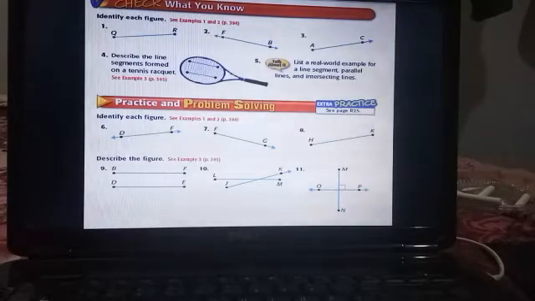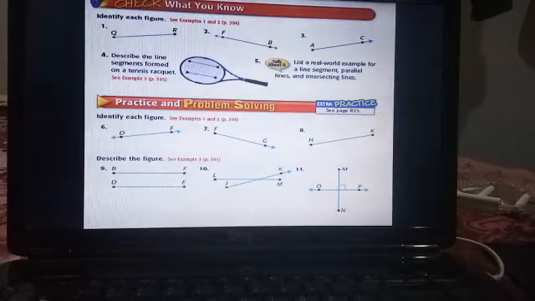In the third one, only one side arrow is there. It is starting from A. We can say this is ray AC, not CA. Ray AC. In figure number 4, there are two line segments because there is no arrow, and they are not intersecting each other. They are called parallel lines.